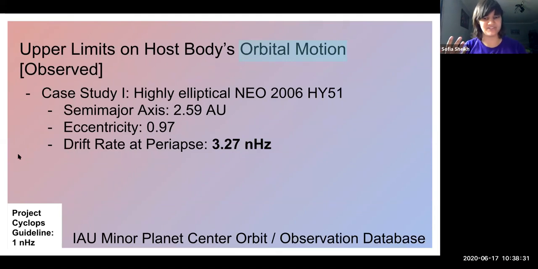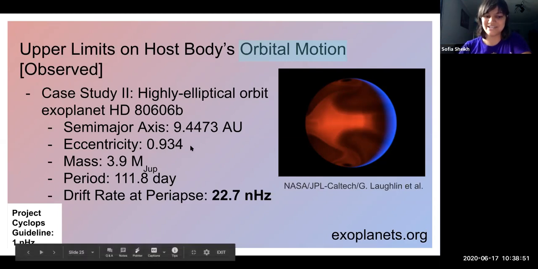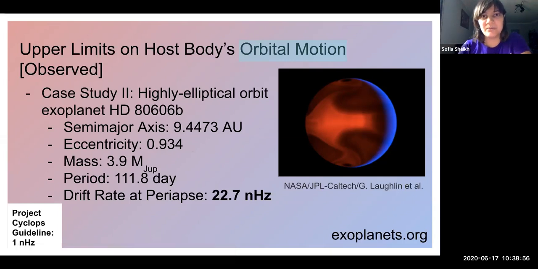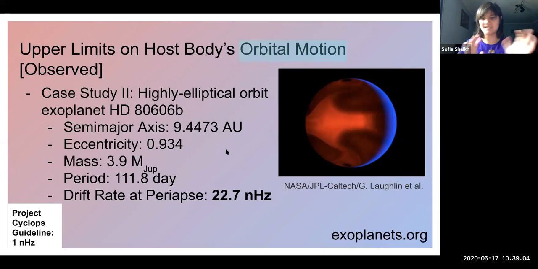So even things in our own solar system are accelerating fast enough relative to Earth that you need a pretty high drift rate to account for them. So then again, moving from our solar system to exoplanets, there's an exoplanet HD 80606b, which is a lot of people's favorite exoplanet because of its very high eccentricity. So same idea. What drift rate would you get when that planet is at periapsis? And plugging in all the numbers again to that equation I showed in the beginning, you get 22 nanohertz.